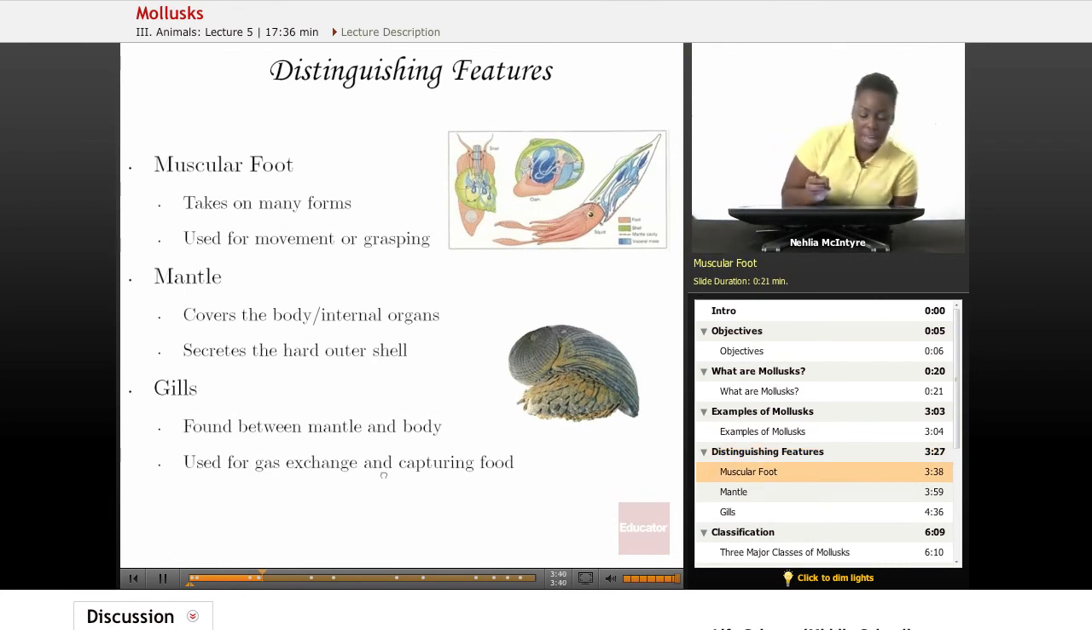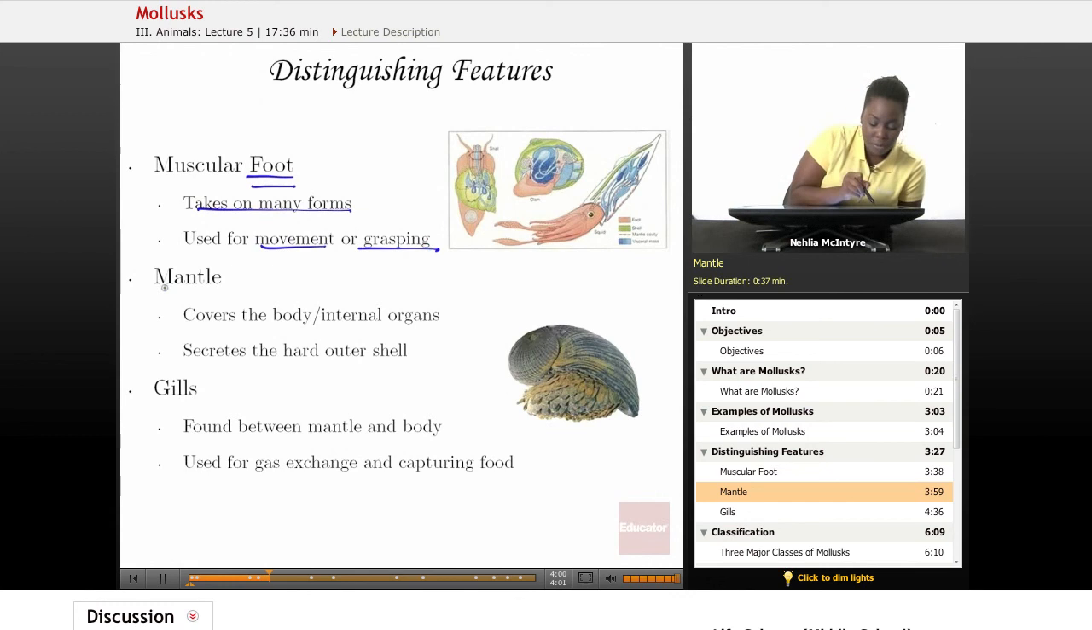Well, mollusks have what we call a muscular foot. Now the foot, just like our feet, has a special function. It's used for locomotion or movement. But it doesn't necessarily look like the foot that you have. It can take on many forms, many shapes, many sizes. So it is used for movement or for grasping.